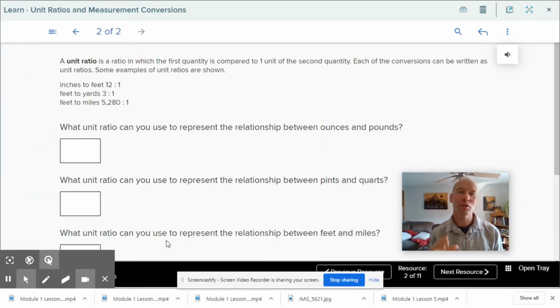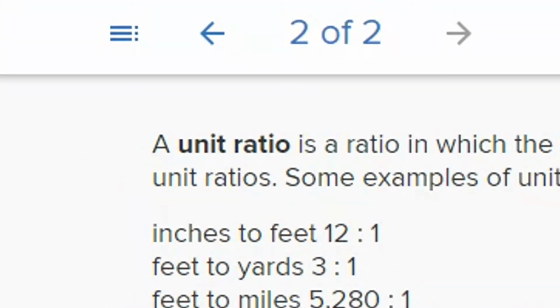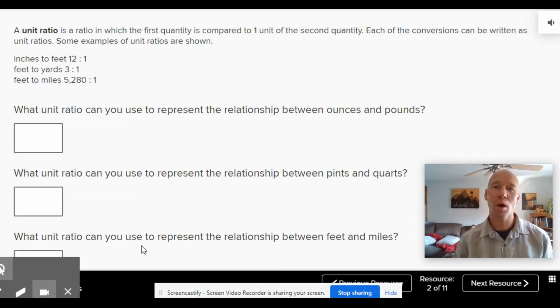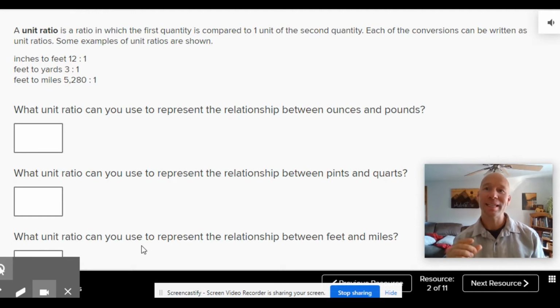These customary conversions give us a very important word, and that word is a unit ratio. Can you say a unit ratio? A unit ratio is a ratio in which the first quantity is compared to 1 unit of the second quantity. Each conversion can be written as a unit ratio. So some unit ratios are shown. Inches to feet is 12 to 1. Again, you got a 1, so it's a unit ratio. Feet to yards is 3 to 1. Again, a unit ratio. Feet to miles, 5,280 to 1, a unit ratio.